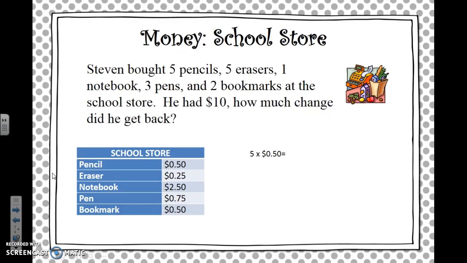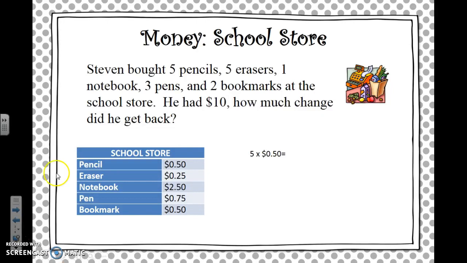We're going to start with money. This is a problem about a school store. Stephen bought 5 pencils, 5 erasers, 1 notebook, 3 pens, and 2 bookmarks at the school store. He had $10. How much change did he get back?